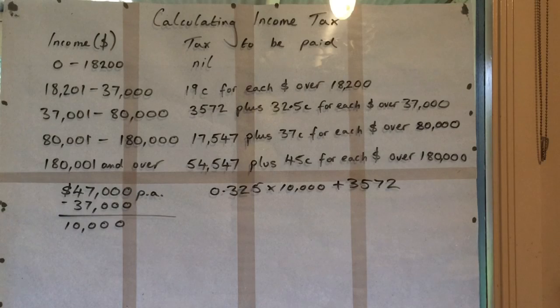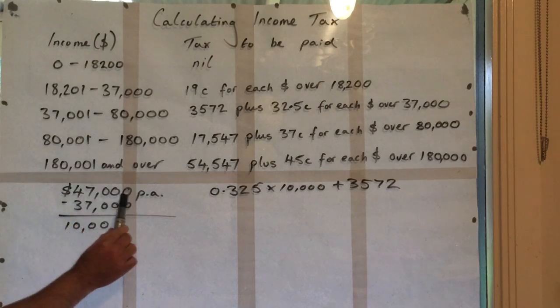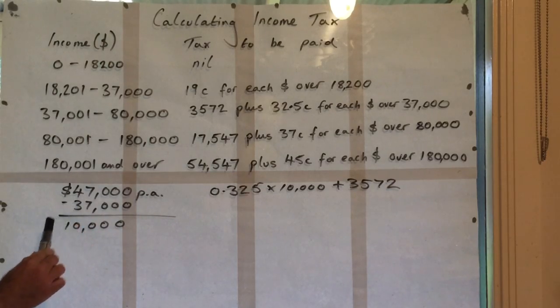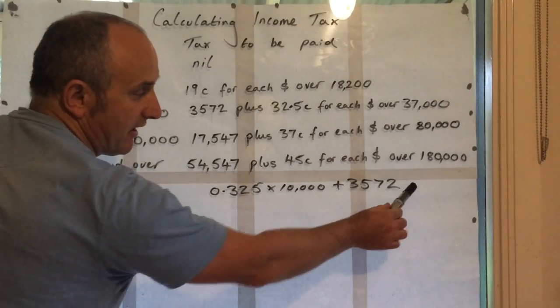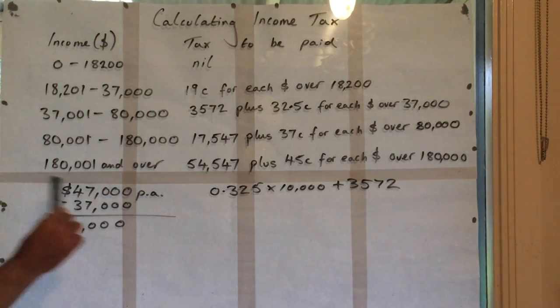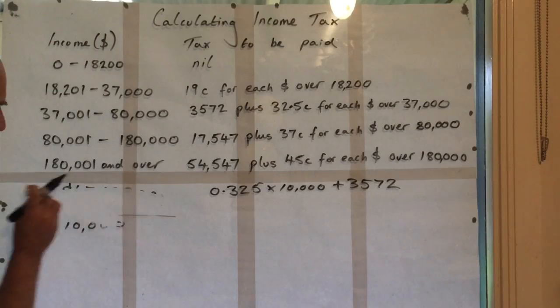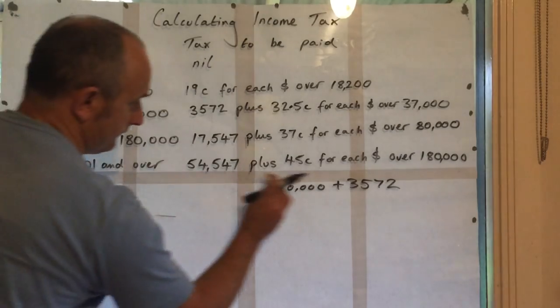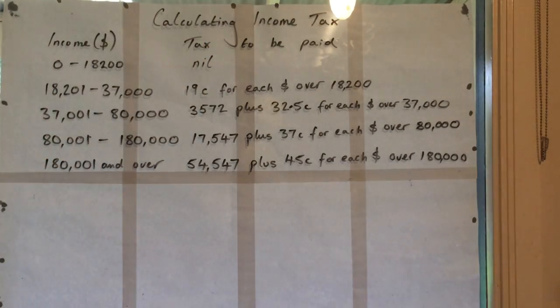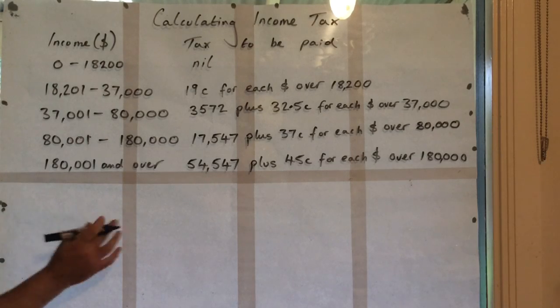It might ask us as well, what is their net income? So this here is their gross income. When we've worked out our tax, when we subtract it away from the gross income, that is the net income. It's the income after tax. Let's just try another one of those. Now what we're going to do is we're going to have a go at another one.